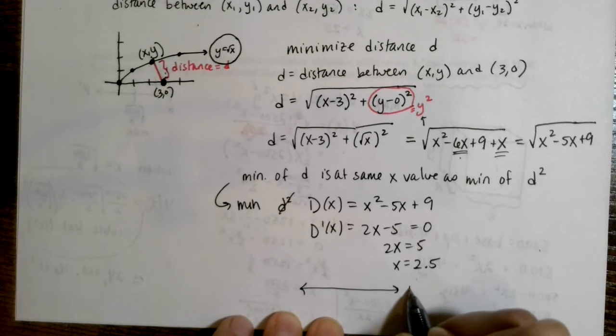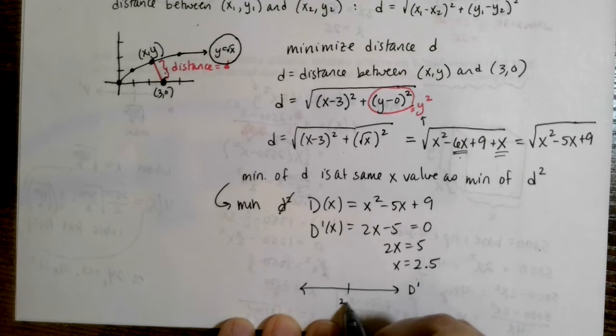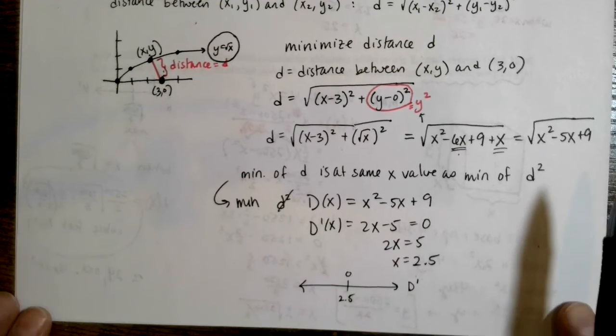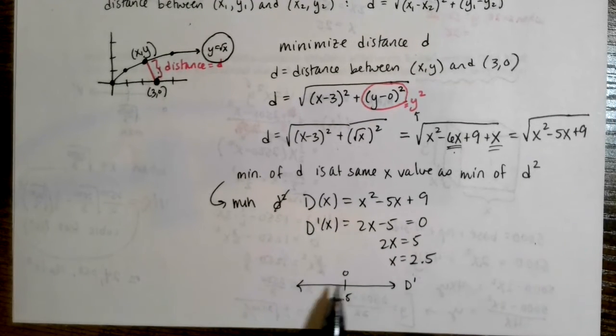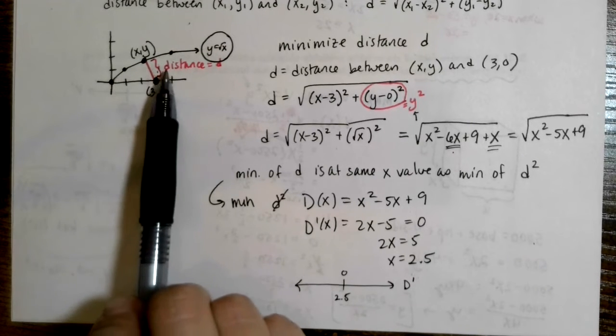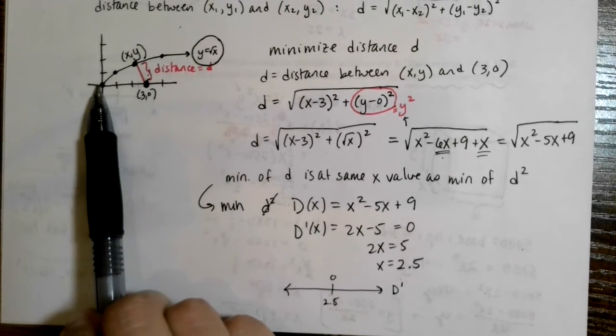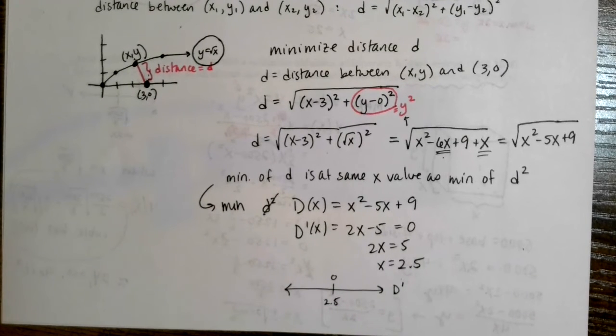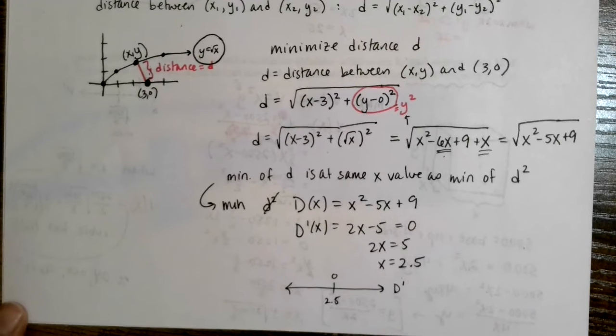I'm going to mark this as capital D prime. The critical number is 2.5, and we'll throw in some test points here. You could restrict this domain a bit, particularly on this side. You could say there is no x value on this curve after 0, so I could exclude all the negatives. But again, because there's only one critical number, that's not necessary for the problem.